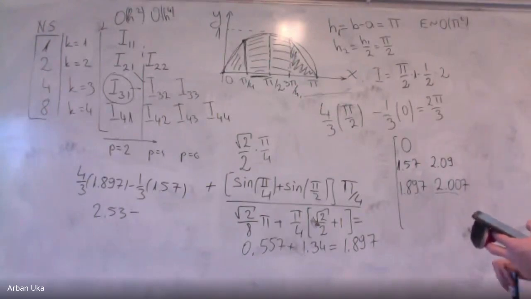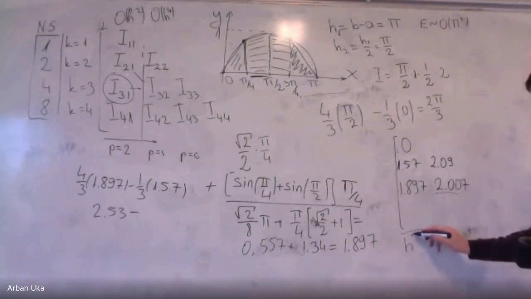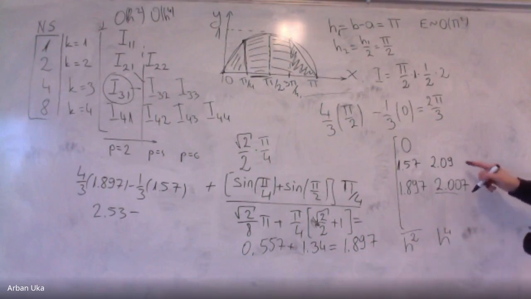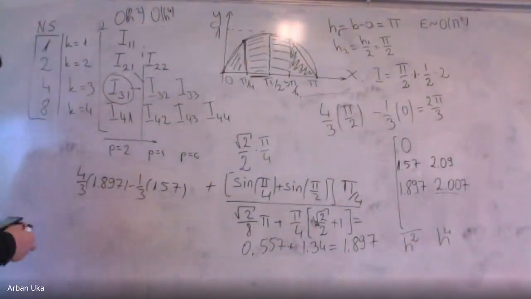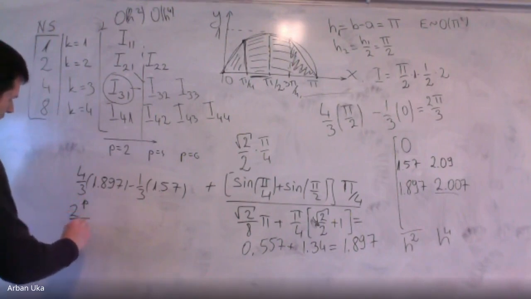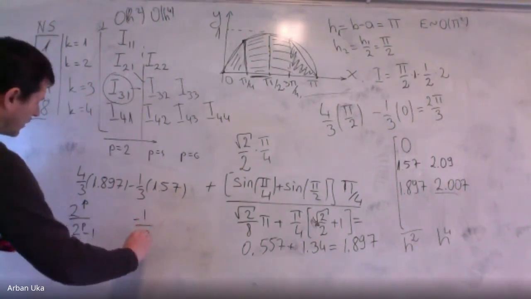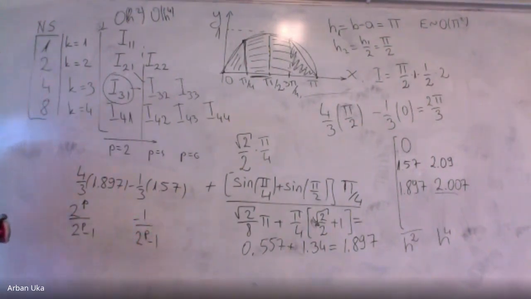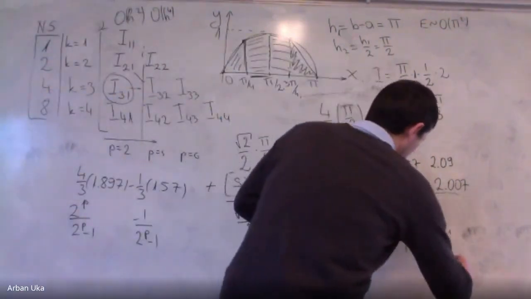And then let's not forget, what is the error bar here? This error is proportional to h squared. Here, this column is h to the power 4. Now let's combine these two. But when you combine these two, what are the coefficients? The coefficients are 2 to the power p over 2 to the power p minus 1, and here we have minus 1 over 2 to the power p minus 1. So if the error is h to the 4, here p is equal to 4.